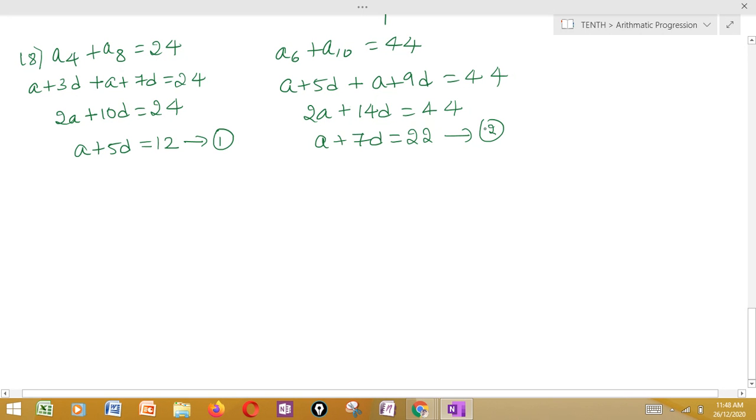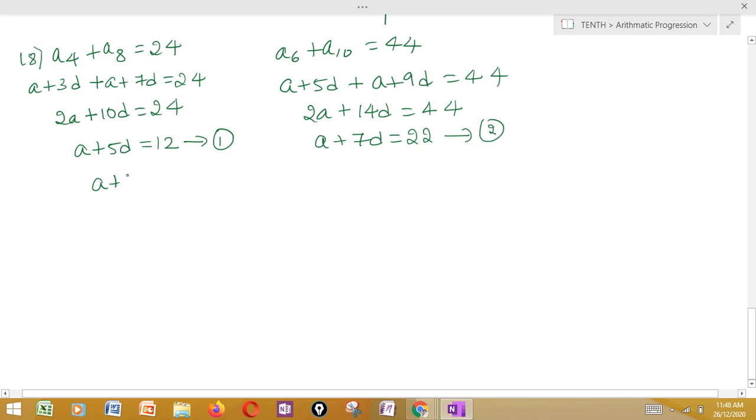In which form are both the equations? What do we call such equations? Pair of linear equations in two variables, or simultaneous linear equations. Already we have discussed pair of linear equations in two variables in the last class. So here we have to go by the elimination method.